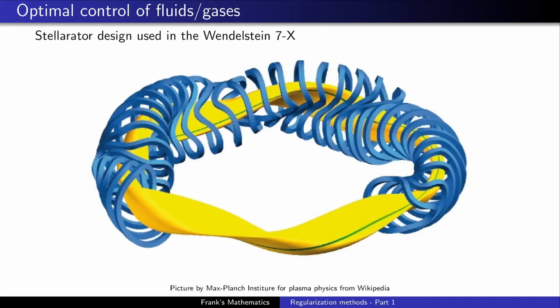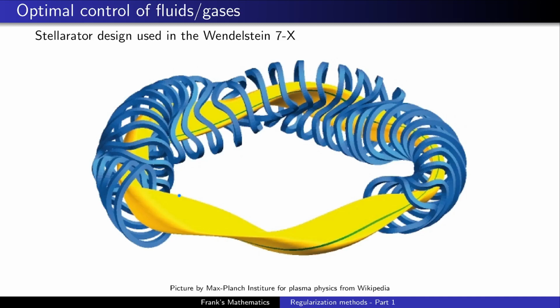Another example of inverse problems is the optimal control of fluids or gases. Here we can see the Stellarator design, which is used in the Wendelstein 7-X, which is an experimental fusion power plant in Germany. Where is there an inverse problem? Well, one of the tasks was to control the plasma, so the yellow part here is the plasma, in such a way that it does not touch its surroundings, because if it touches its surroundings, the fusion process immediately collapses.